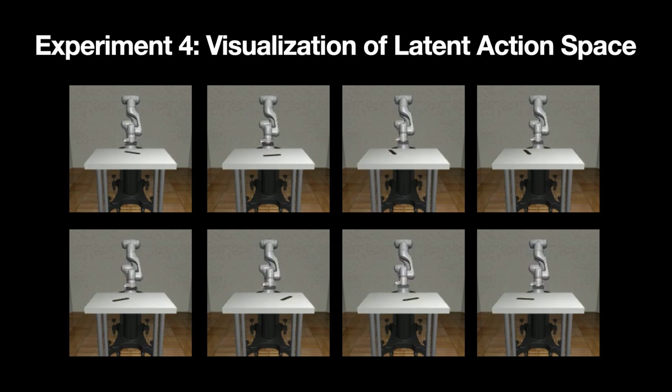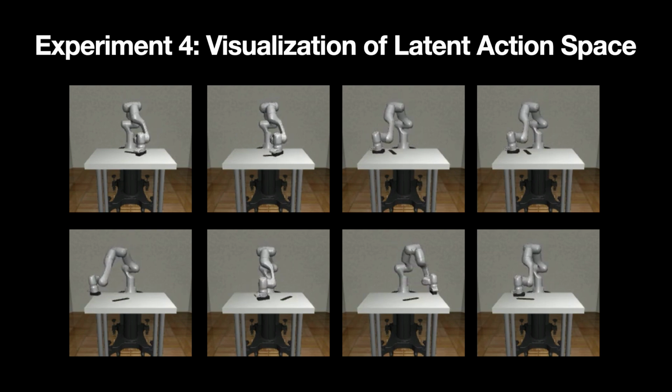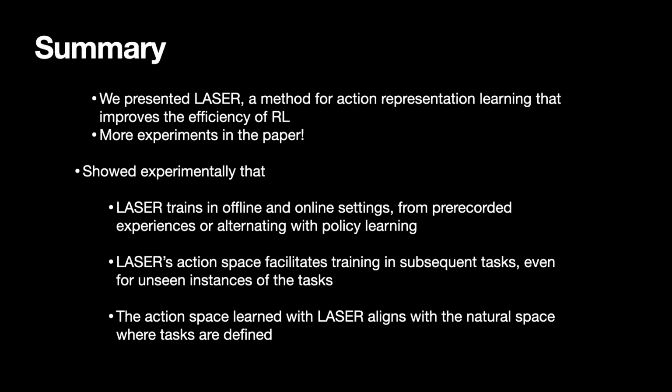We traverse the latent space learned with offline Laser on Wipe. Different dimensions of the learned latent action space correspond to traversing different dimensions of the table surface, showing Laser learns an appropriate task manifold. In summary, we presented Laser, a method for action representation learning that improves the efficiency of reinforcement learning. More experiments in the paper.